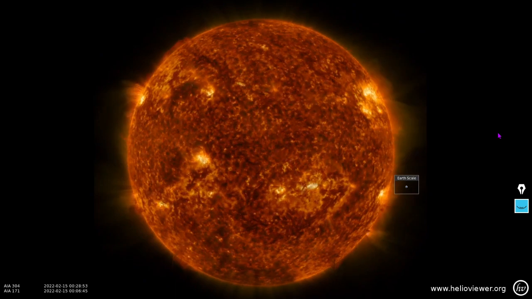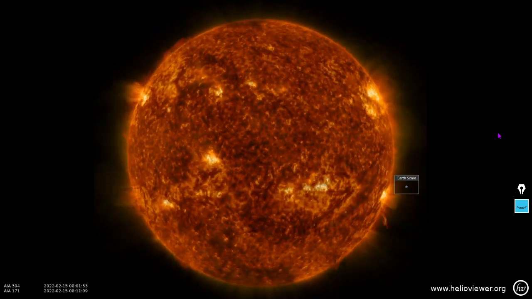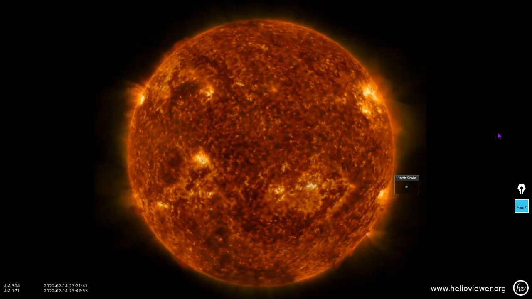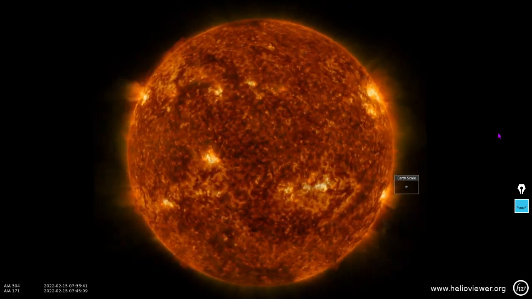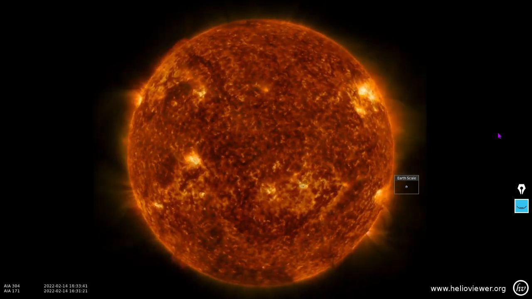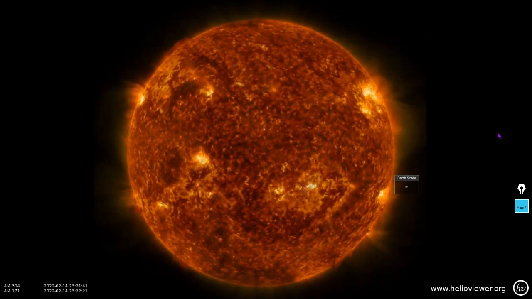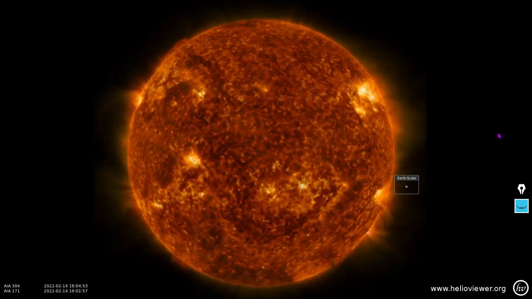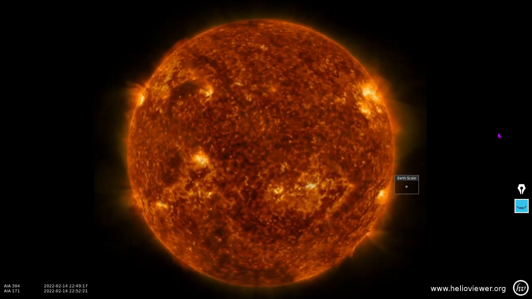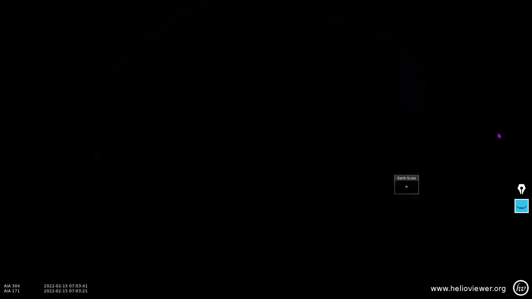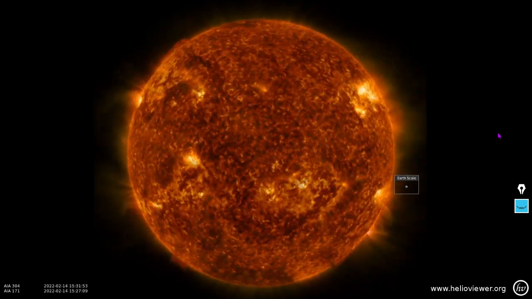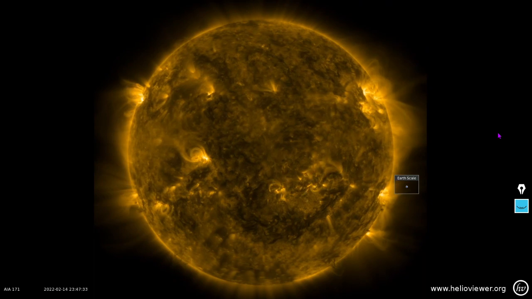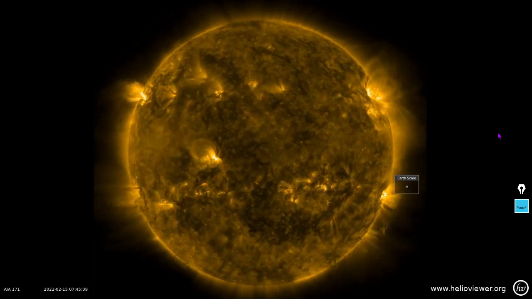Now we've taken 304 angstroms and we've added 171 angstroms, a different ionic species of iron. This is iron 9. Or is it iron 11? Don't quote me on it, folks. 171 angstroms and 304 angstroms are the wavelengths. That's part of the ultraviolet light spectrum. More great spectacular imagery here. And here's the 171 angstroms all by itself.